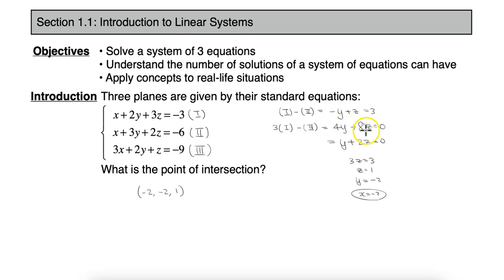So from 4y plus 8z equals 0, we can write y plus 2z equals 0, and then if we add this one and that one, we get 3z equals 3, so z equals 1, y equals -2, and x equals -2. Therefore, the point of intersection is -2, -2, 1.